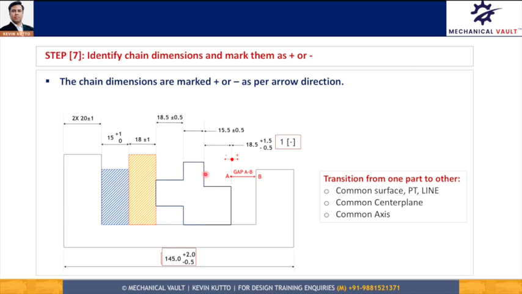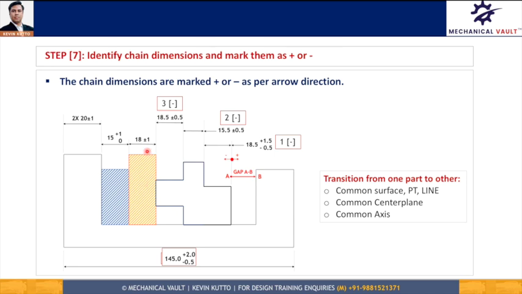So now I reached here. From this point onwards, I have to reach to this end. So there are two dimensions which are contributing here: 15.5 plus minus 0.5 and 18.5 plus minus 0.5, and those are my second and third contributors. Both are negative again because they are moving from right to left. So now I reach the destination which is a common surface. Now I can move from this part to the yellow part.